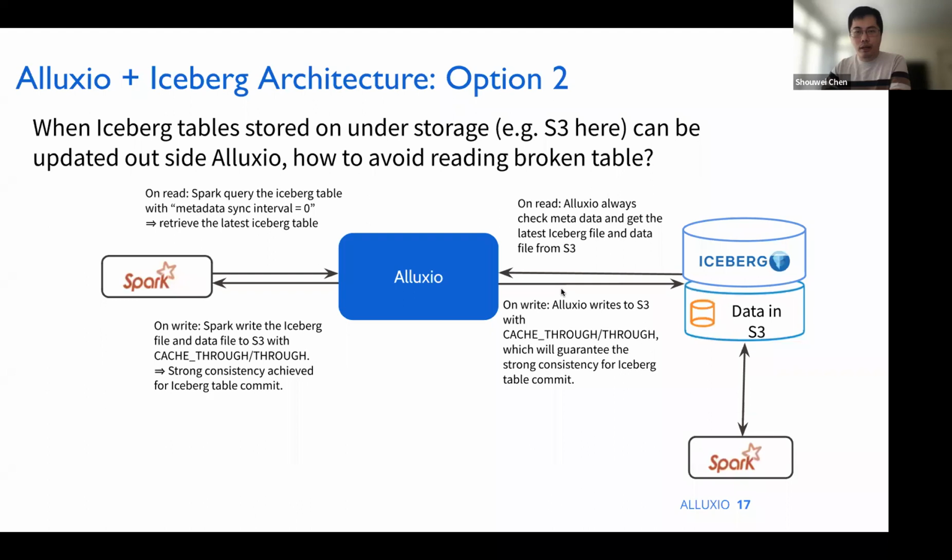And when you query the data, there are also two different scenarios. When you query the table you wrote through Alluxio, there will be no problem. But if you query the data from the table that the EC2 Spark generated, you always want to get the latest table for Iceberg. That means you want to change the configuration for the metadata sync interval to 0. So you always do the metadata sync and fetch the latest Iceberg table, to guarantee you get the latest table from Iceberg. These are the two different options you can do.